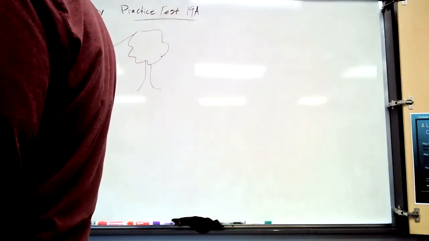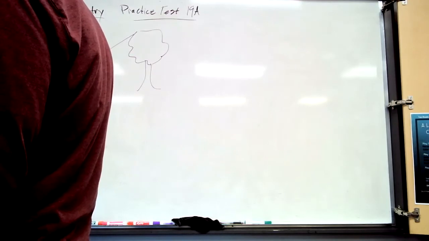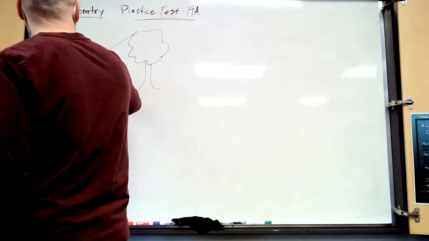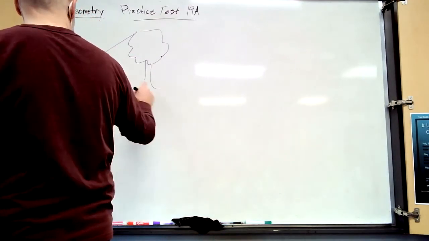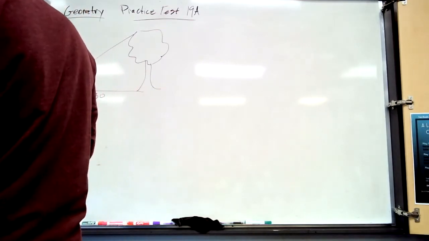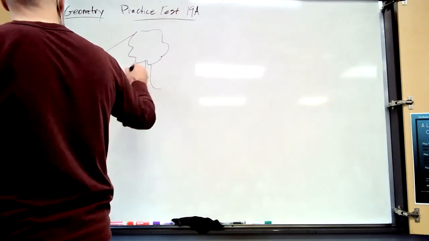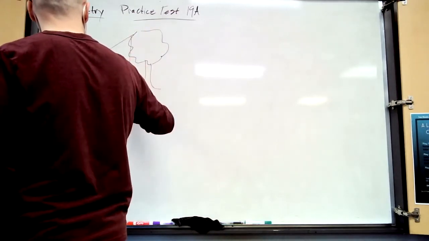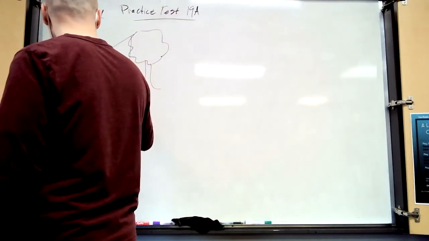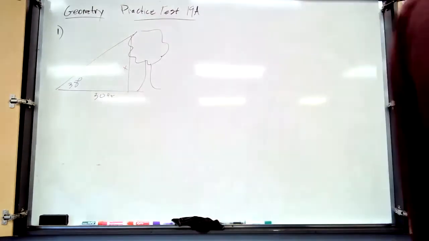No, I think 30 feet would be the bottom. So that's 30 feet. It's an angle of elevation of 38 degrees. So we want to figure out what this is. Any suggestions on how to figure out x?